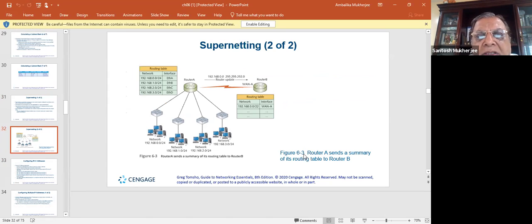So what is supernetting? Router A sends a summary of its routing table to router B, and then from one network to the other networks, it is supernetted. See how it is done. These are the routers: this is router A, and this is router B. So router A sends a summary of its routing table to router B. So this is supernetting. Basically, it summarizes whatever is happening. It is going from A to B, so that if there is any problem, router B can take care of it and satisfy the demands.